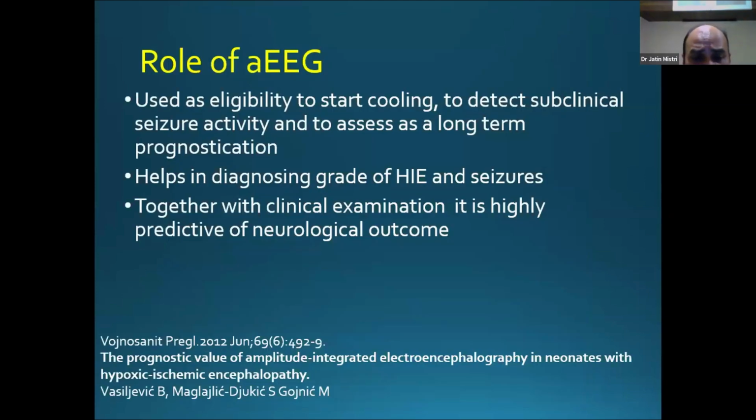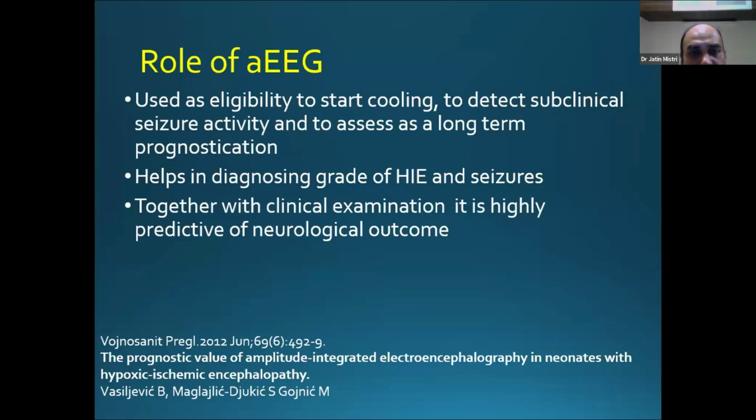So what is CFM? I just said about this. Basically, it is an amplitude-integrated EEG. It is used as an eligibility criterion to start cooling in many centers. When you are not sure about neurological criteria, it is a very handy tool. You can apply electrodes on the baby's scalp. It can detect subclinical seizure activity, and it can also give you the background encephalopathy grading.